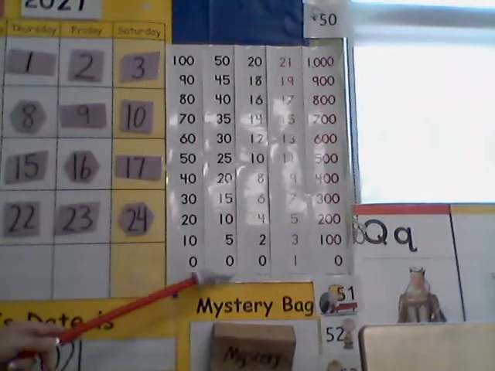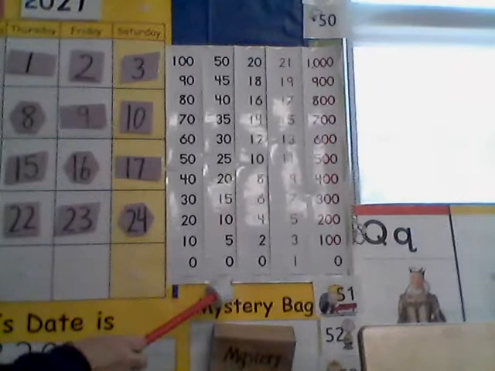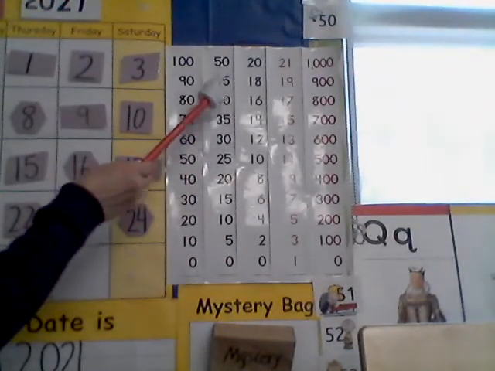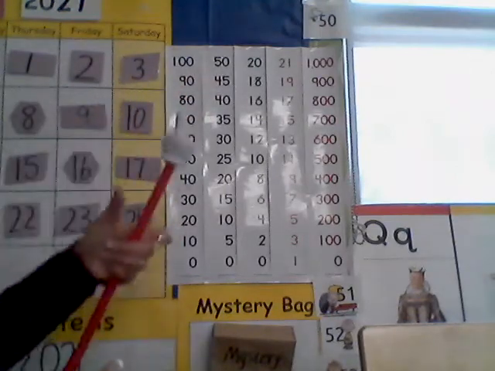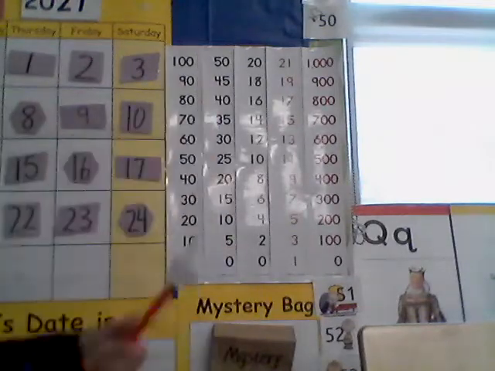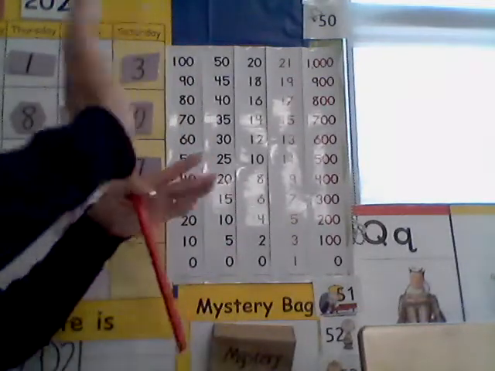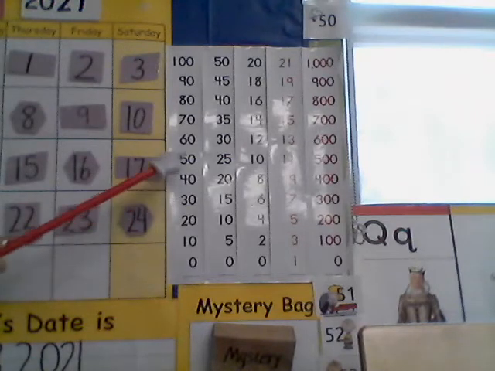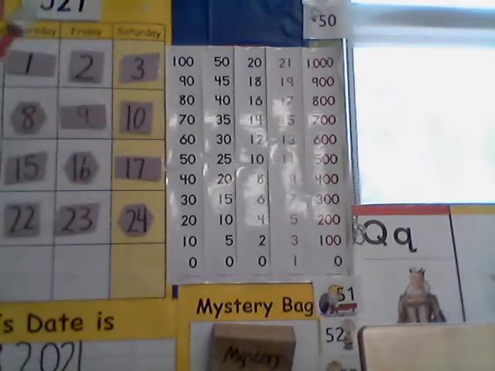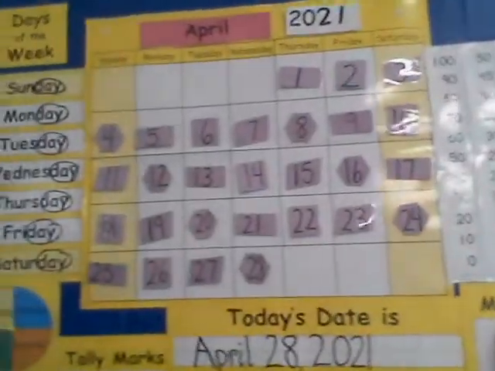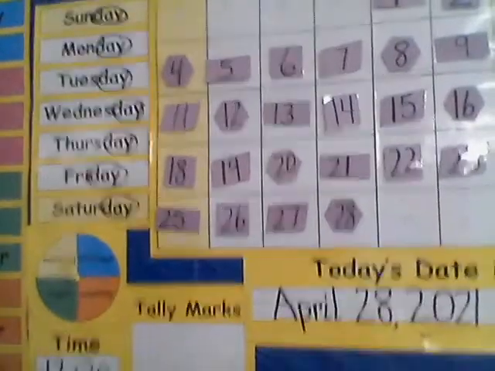Very good. Counting back 5s. Here we go. 0, 5, 10, 15, 20, 25, 30, 35, 40, 45, 50, 55, 60, 65, 70, 75, 80, 85, 90, 95, 100, and finally counting back 10s. 0, 10, 20, 30, 40, 50, 60, 70, 80, 90, 100. Great job, friends. Let's go ahead and look at our digital clock.